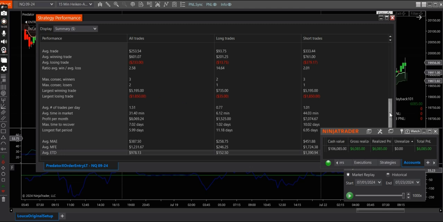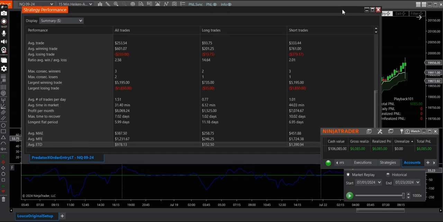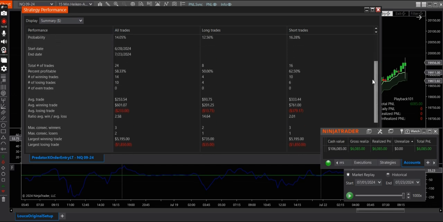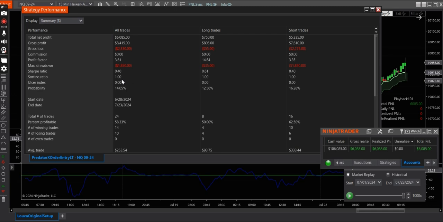Let's see if I scroll down. No, that's it, that's the last line. Right here, profit per month is 8,000. And so what we're going to do now is look at this and analyze this 1,800 loss. Why did it happen? So that's what I like to do. Why did it happen? How can I avoid it?